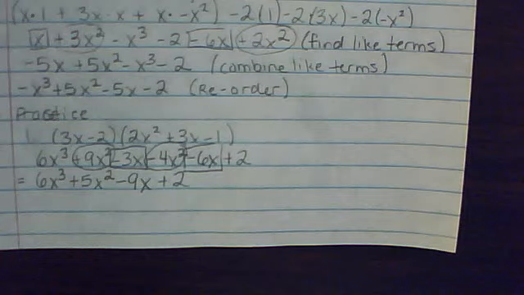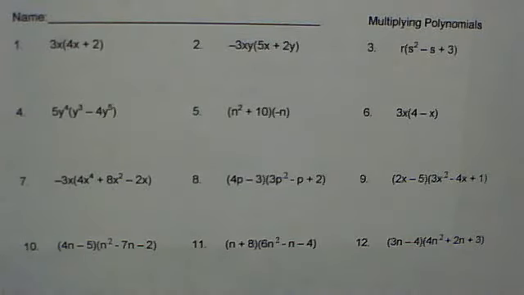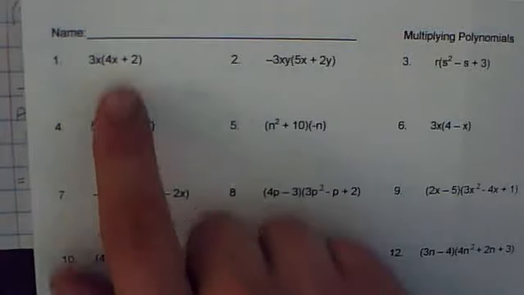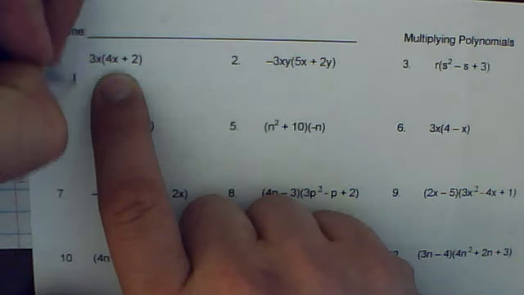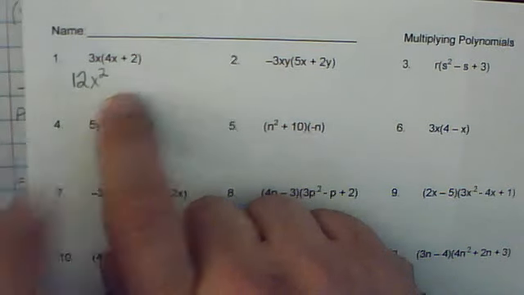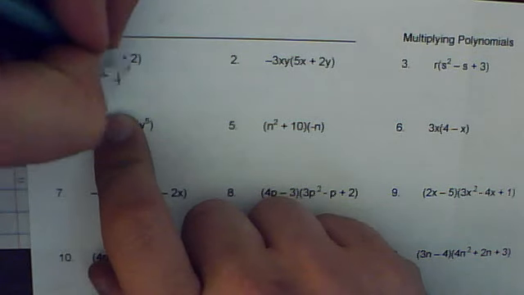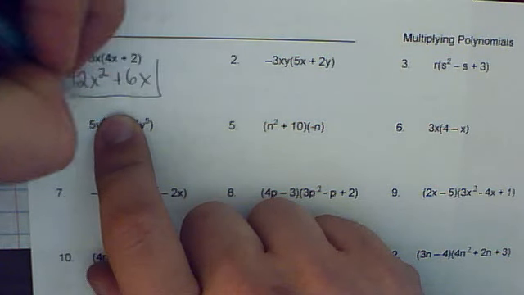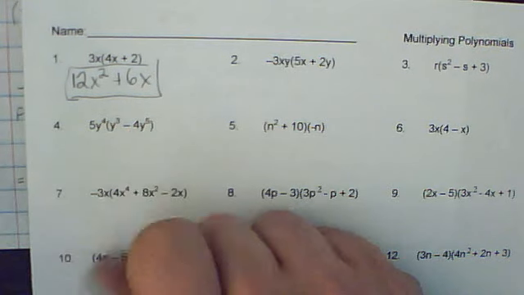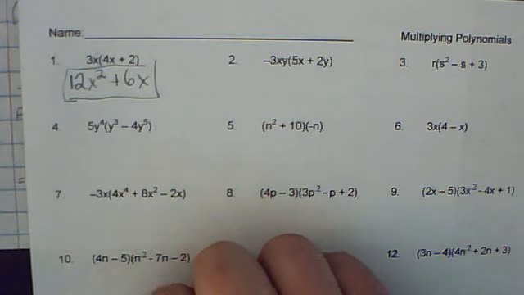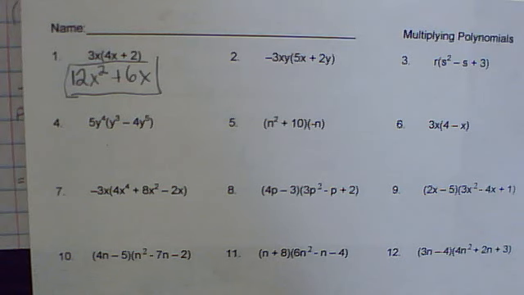So tomorrow you're going to be given this worksheet, and on this worksheet we're going to be multiplying all these different polynomials and monomials together. For example, here on number 1, I would multiply 3x by 4x, and that would give me 12x squared. Then I'd multiply 3x by 2, and that would give me 6x. And that would be my final answer, multiplying the monomial by the polynomial. So that's what we're going to be doing tomorrow. You already have number 1 done on there, and we'll go over a couple more in class at the beginning of class.